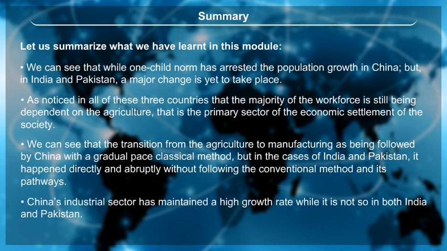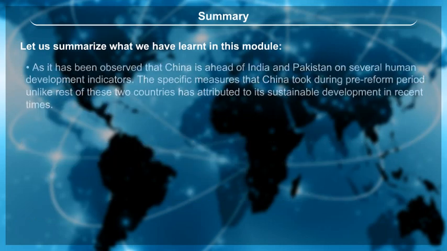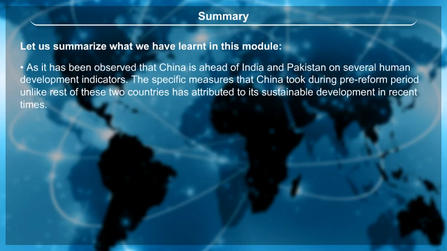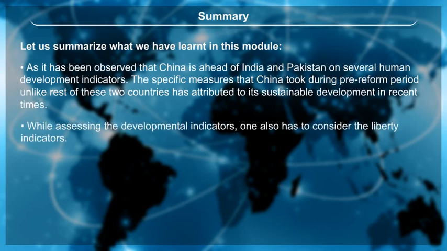China's industrial sector has maintained a high growth rate, while it is not so in both India and Pakistan. It has been observed that China is ahead of India and Pakistan on several human development indicators. The specific measures that China took during the pre-reform period, unlike the rest of these two countries, have contributed to its sustainable development in recent times. While assessing the developmental indicators, one also has to consider the liberty indicators.